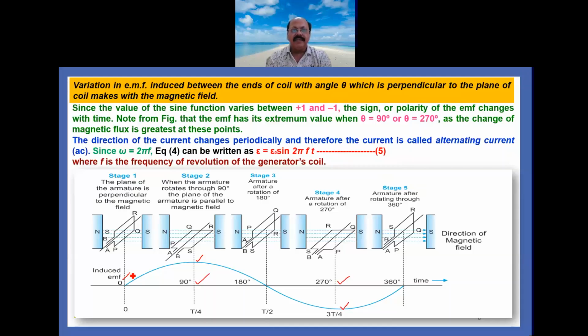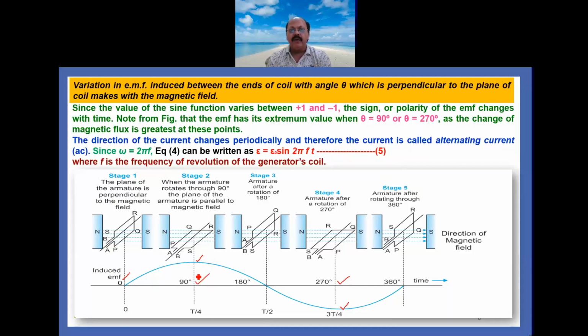Now in the second stage, you rotate the armature coil through 90 degrees, which is 1/4 of the time period. The plane of the armature is parallel to the magnetic field. In that condition, E equals E naught sine 90 degrees. Sine 90 is +1, so E equals plus E naught. So the induced EMF increases from 0 to maximum.